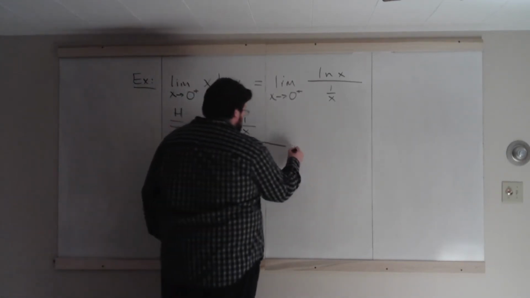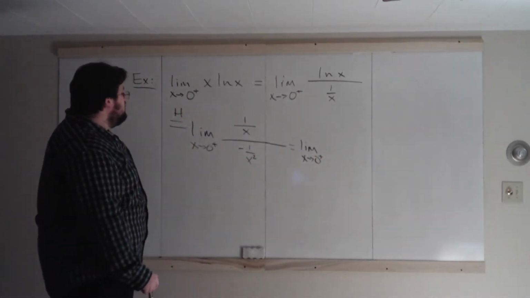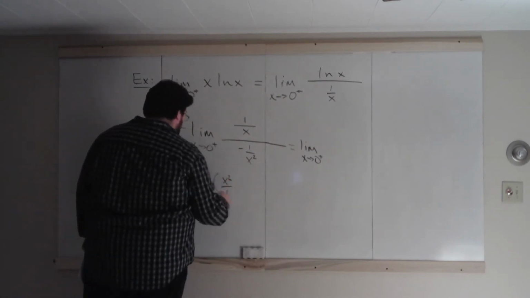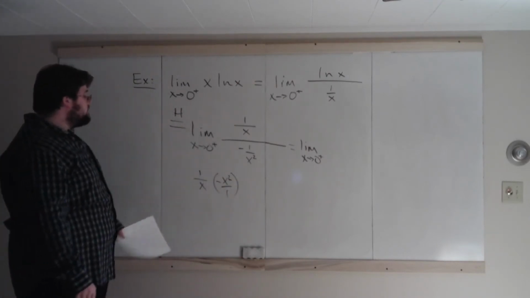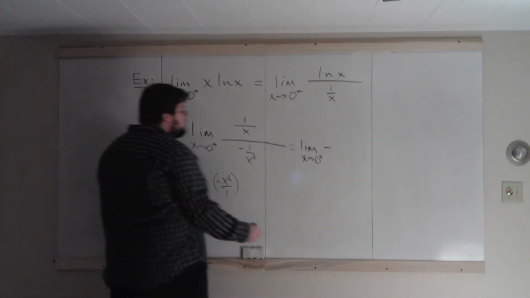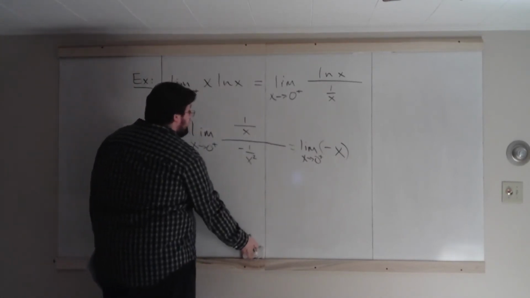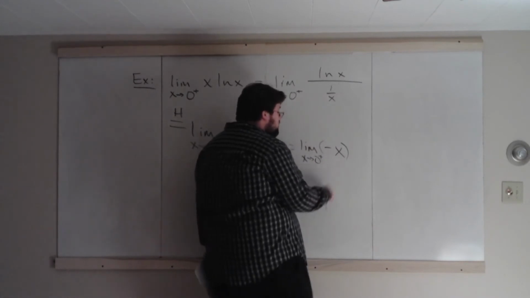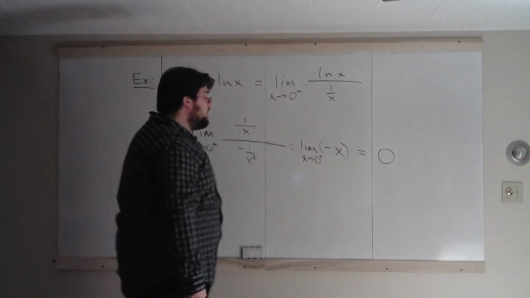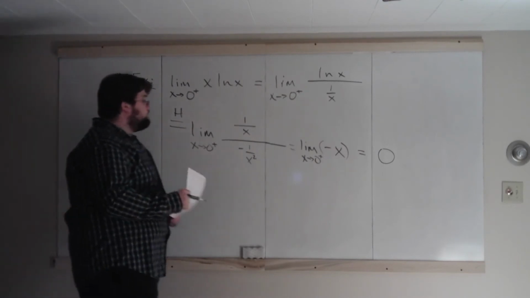Well, how does this simplify? Before taking a limit, let's do some simplification. We still haven't taken a limit. 1 over x divided by negative 1 over x squared is the same as 1 over x times negative x squared over 1. So we have a negative. We have 2 x's on top and 1 x on the bottom, so we're left with 1 x on top. And as x goes to 0 on the right, negative x goes to 0. So this limit is 0.